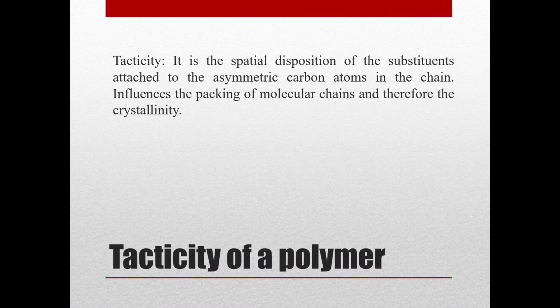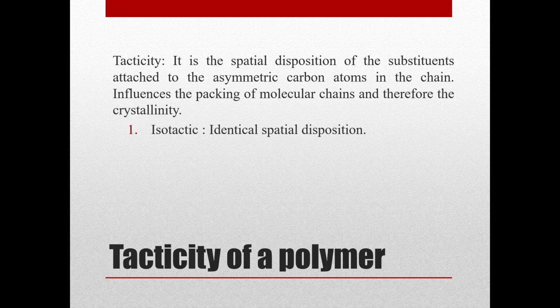So, tacticity of a polymer. Tacticity means the spatial disposition, how they are arranged in space, of the substituents attached to the asymmetric carbon atoms in the chain. It influences the packing of the molecular chains and therefore the crystallinity. So simply by changing the spatial arrangement, the packing of the molecular chains gets affected, and therefore the crystallinity of the final polymer is affected, and, as we shall see later, because of crystallinity many other mechanical and thermal properties change. So they are all interconnected.